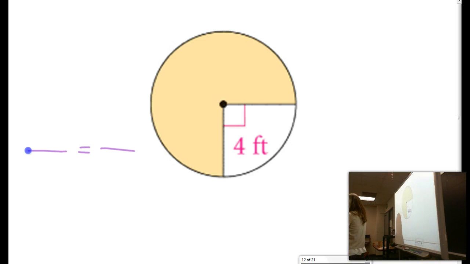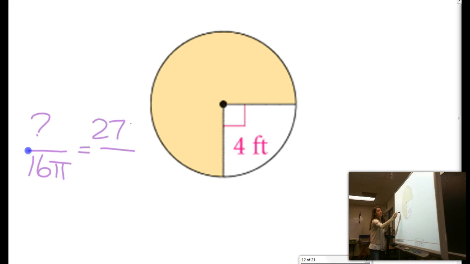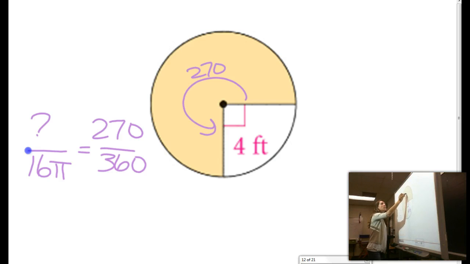Good. Very nice. Brett, set me up a proportion. Very good. What goes here? We don't know. Okay. Omar, where did you get 270 from? Subtract 90 from 360. The angle you need, the angle that's in the shaded region, is 270.